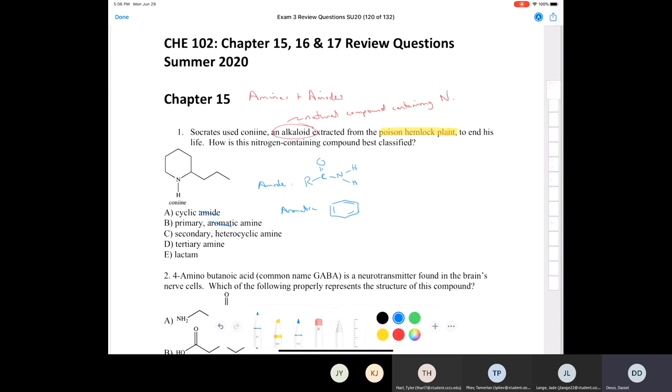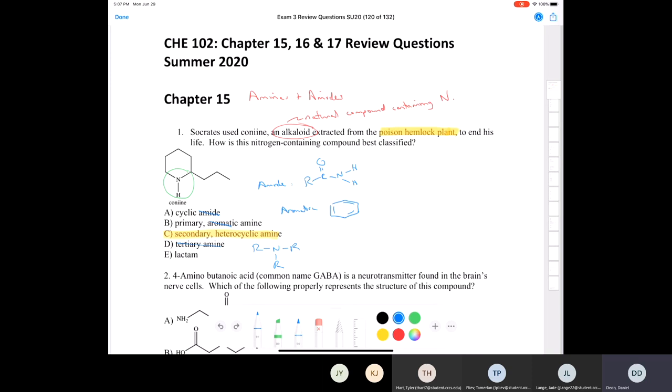A secondary heterocyclic amine. I think that this looks like the best answer, because this is definitely a secondary amine. And it's in a heterocycle, right? We have a ring, and then we have a nitrogen, or a heteroatom, in there. The next one says tertiary amine. It can't be that. I'm not going to go through every wrong answer tonight, but it can't be a tertiary amine, because a tertiary amine is when you have three R groups attached to your nitrogen, and we clearly have a hydrogen attached to it.